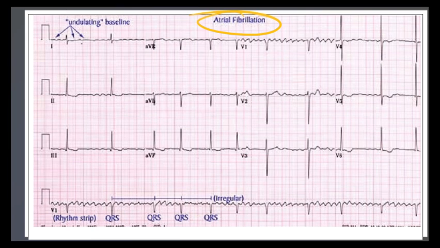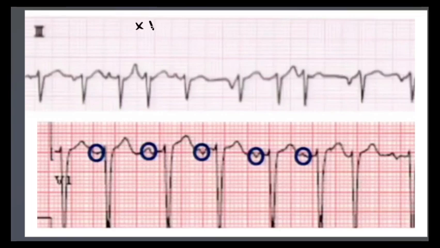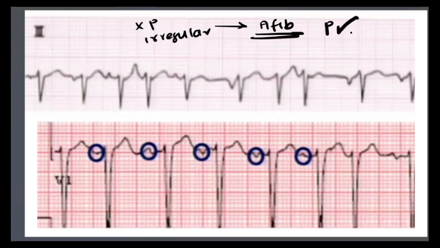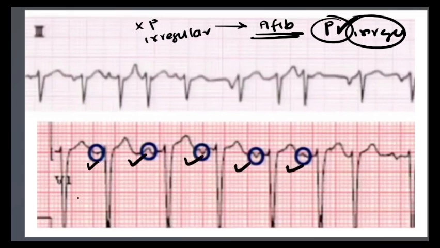I told you that if you are not seeing any P wave and the rhythm is irregular, then it is going to be atrial fibrillation. But there is a case where you can get P waves and it's irregular. What is this case? You can see P waves of different shapes, and the rhythm is not regular. This is called multifocal atrial tachycardia, MAT.